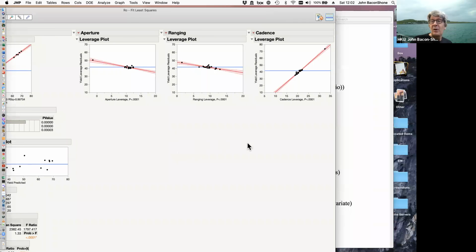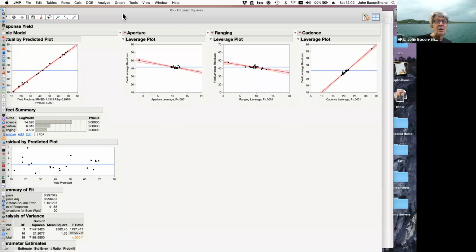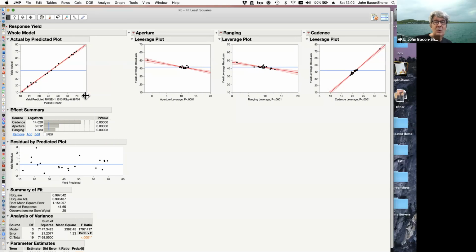Now, this leverage plot here is warning us that one of our data points, row 20, has a very high leverage, meaning our conclusion about cadence depends very much on this particular data point. Similarly, although not to quite the same extent, row 20 affects the ranging. So in other words, our fitted model depends quite heavily on one of our data points.